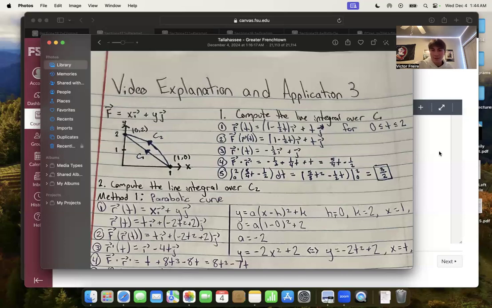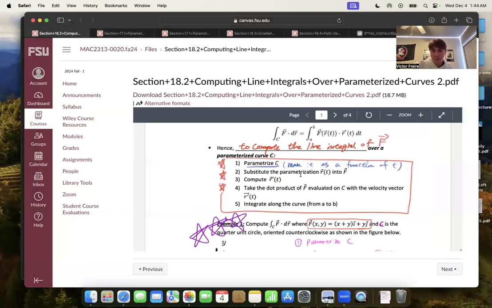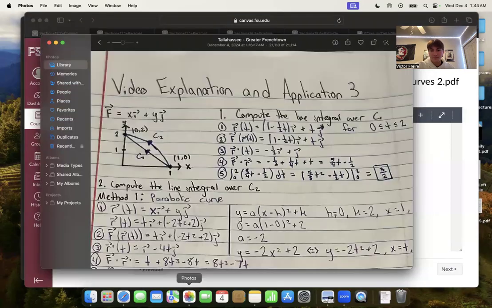So then step 2, if we go back to our notes, is going to be substitute the parameterization r(t) into f. Okay, so once I did that right here, it's just going to be the same function pretty much because it's xi, right? So I put the x component into x right here, and then I put the y component of r(t) into y right here in f. So it's just going to be the same function, right?